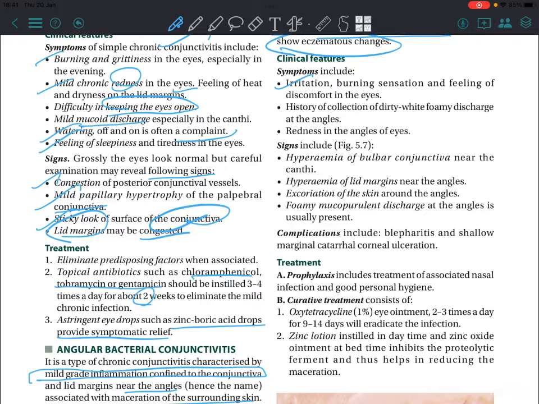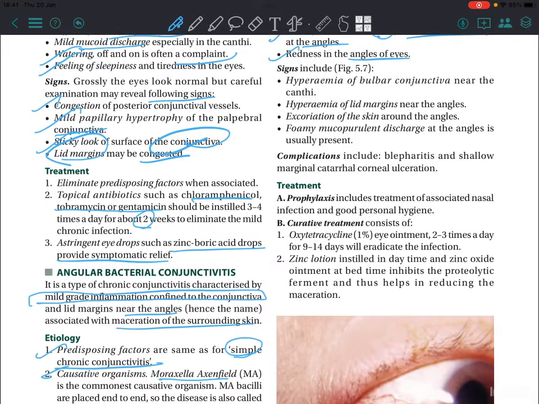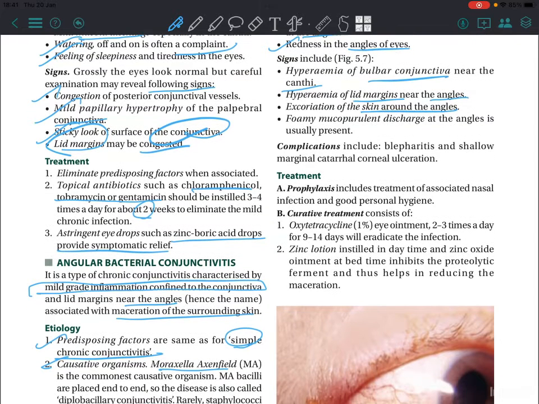Clinical features: irritation, burning sensation and feeling of discomfort in eye. History of collection of dirty white foamy discharge at angles. Redness in angles of eye. Signs: hyperemia of bulbar conjunctiva near canthi, hyperemia of lid margin near angles, excoriation of skin around the angles. Foamy mucopurulent discharge at the angles is usually present.